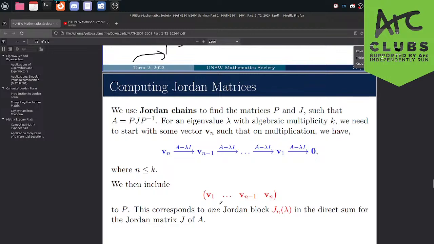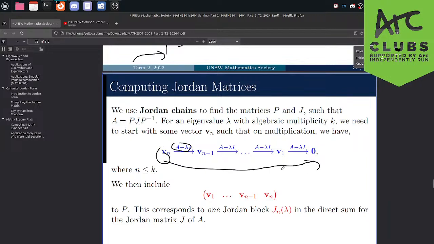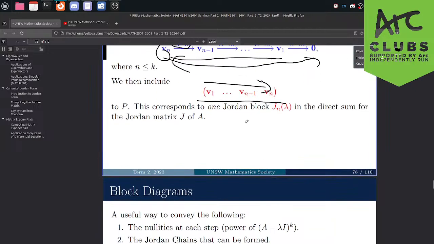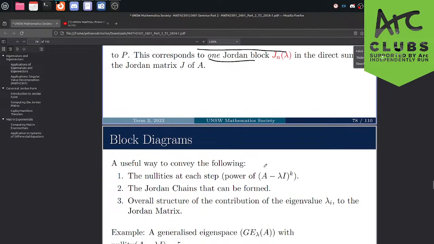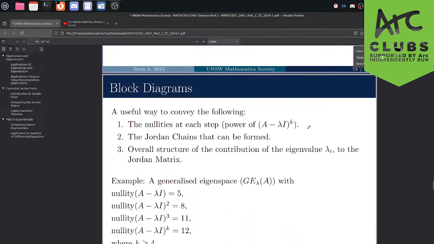So we define this notion of Jordan chains. Basically, recall the process of applying A minus lambda I to a vector, and you constantly do that until it gets to 0. So we write the Jordan chain in this direction. The Jordan chain decreases to 0, but we write the Jordan chain backwards, so v1 in this direction, v1 to vn. This corresponds to one Jordan block. We'll see some examples of this.